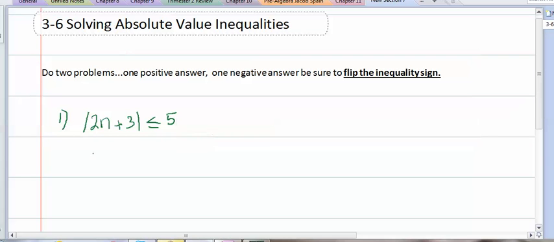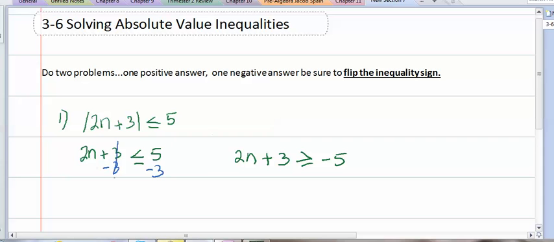We're going to do two problems. We're going to put 2n plus 3 as less than or equal to 5. Then we're going to do 2n plus 3. We're going to flip the sign around at this point and put negative 5. Okay, so now we're just going to go ahead and solve the inequality just like we did any other inequality. Subtract 3 from both sides. You've got 2n, keep the sign, and we have 2. Divide by 2, divide by 2.